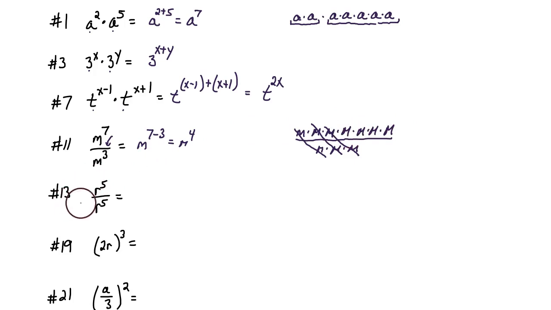Number 13 fits that same format. It is the 4th one on page 123. You write the base and subtract the exponents. We get r to the 0 power. By the way, any non-zero number to the 0 power is defined to equal 1. So the answer is 1.